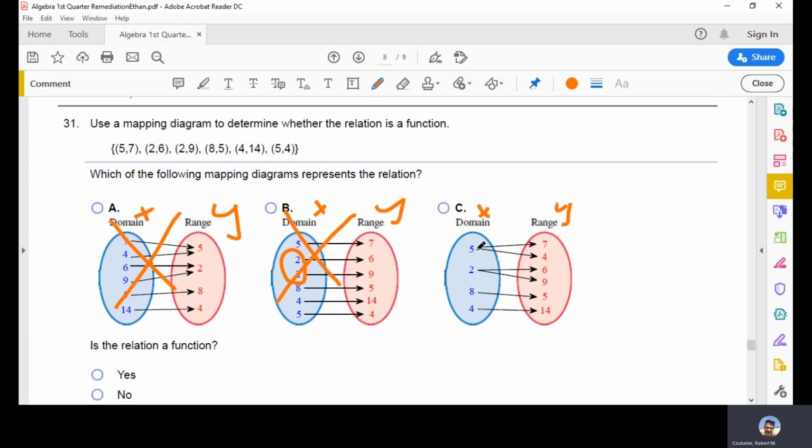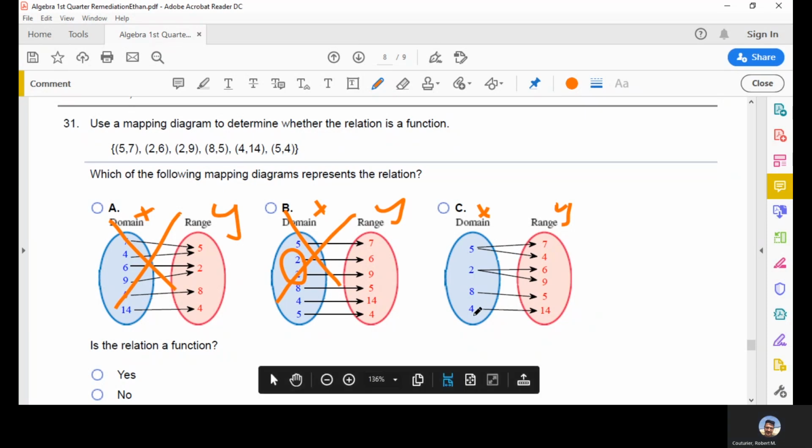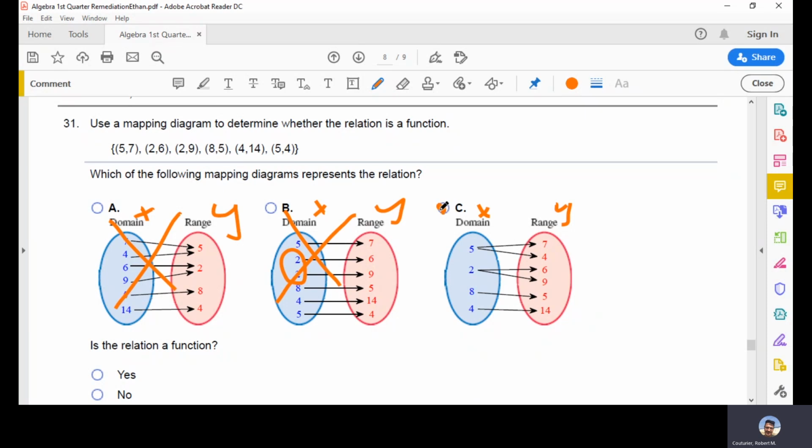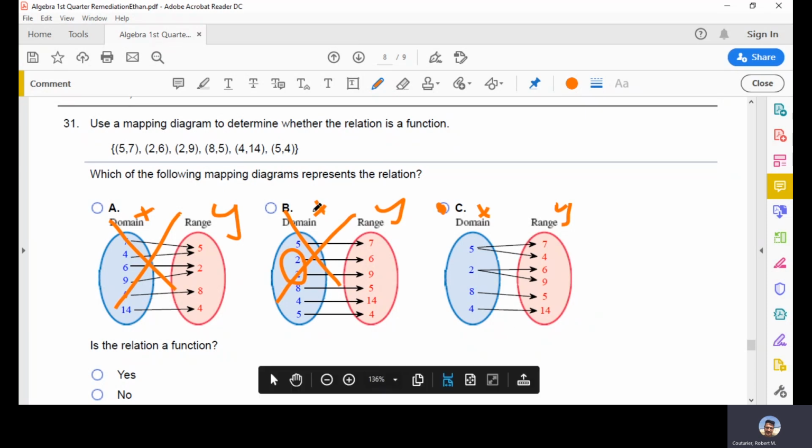5, yes, we have a 5 there. All right, 2, yes, we have a 2. There's 2 2's, and you see it makes the V. There's an 8, yep, a 4, yes, and look, another 5. Okay. So we look at this now. Yes, we can say this is the proper mapping diagram, and they all go to the appropriate numbers. 5 to 4, and 5 also goes to 7. 2 goes to both 6 and 9. 8 goes to 5, and 4 goes to 14.